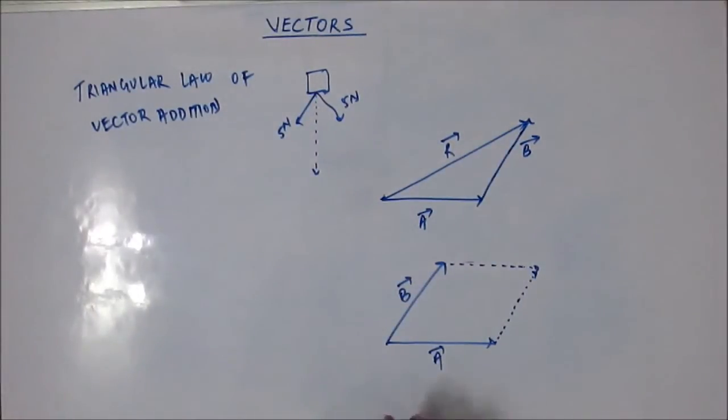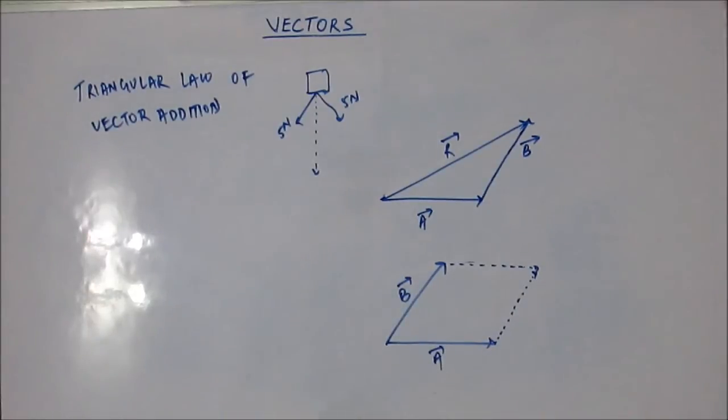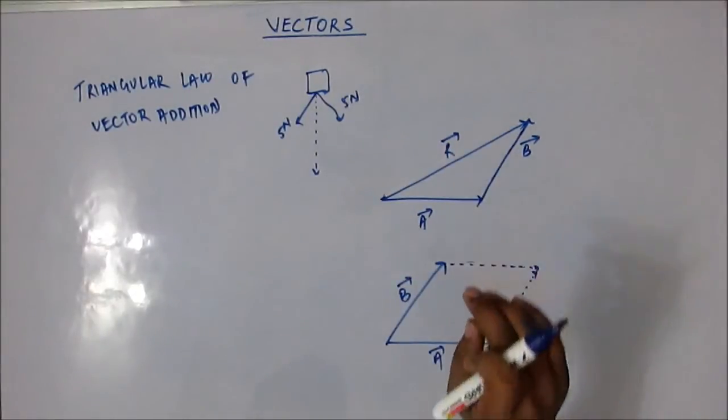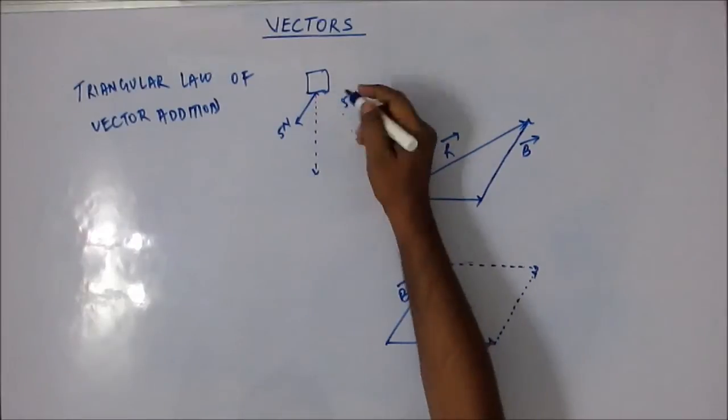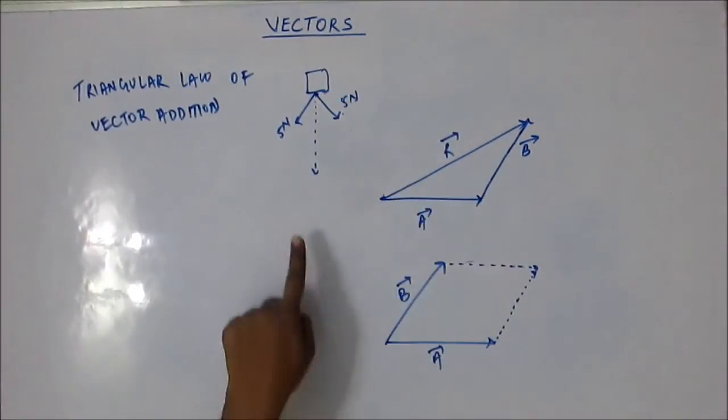Okay, this is the triangular law of addition of vectors. Now we'll see the mathematical form of it, but before going into the mathematics, I'll just give you a slight feel of the triangular law of vector addition, that this should hold. Let's try this out in this situation.